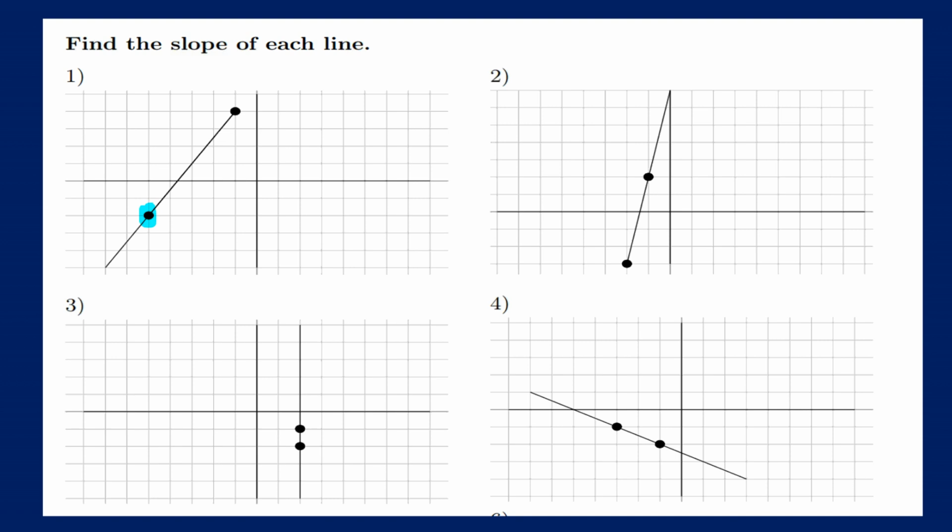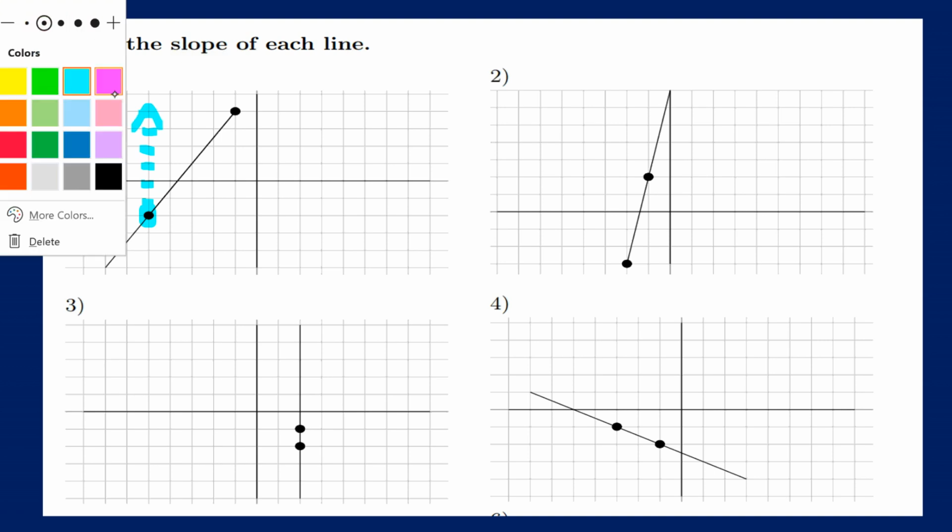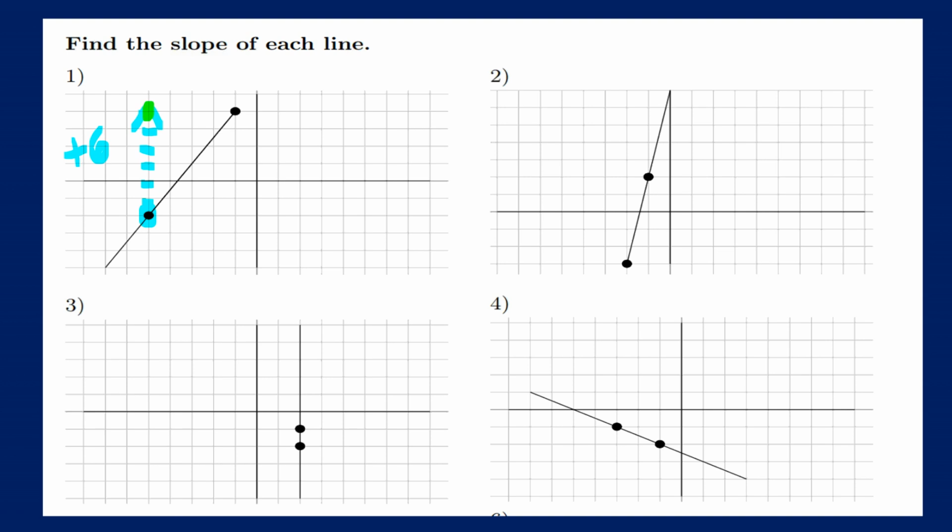Starting from the point on the left here, I'm going to move up 1, 2, 3, 4, 5, 6. So I just went a rise of +6, and it was moving from the bottom up, so that is positive. And then I'm going to move from there to the right 1, 2, 3, 4 units. So that is a positive run also.